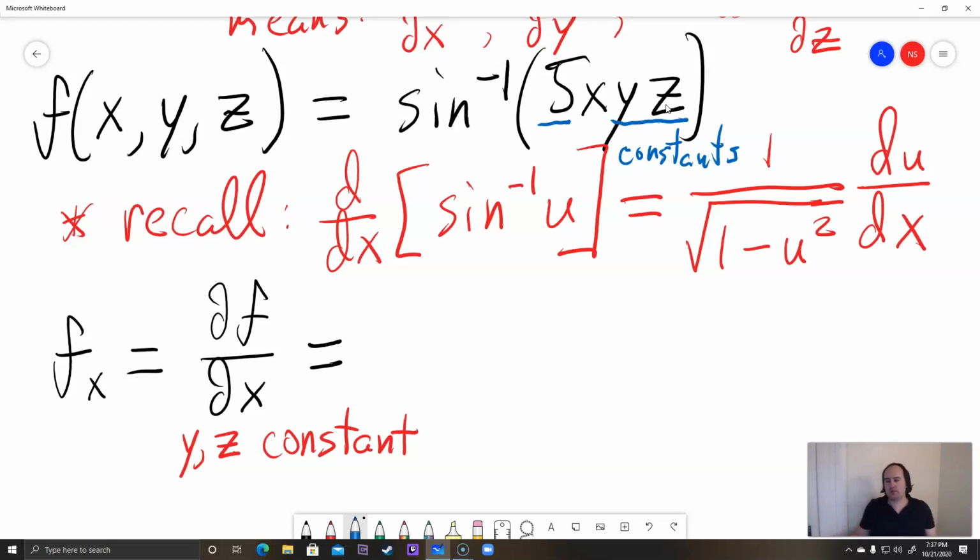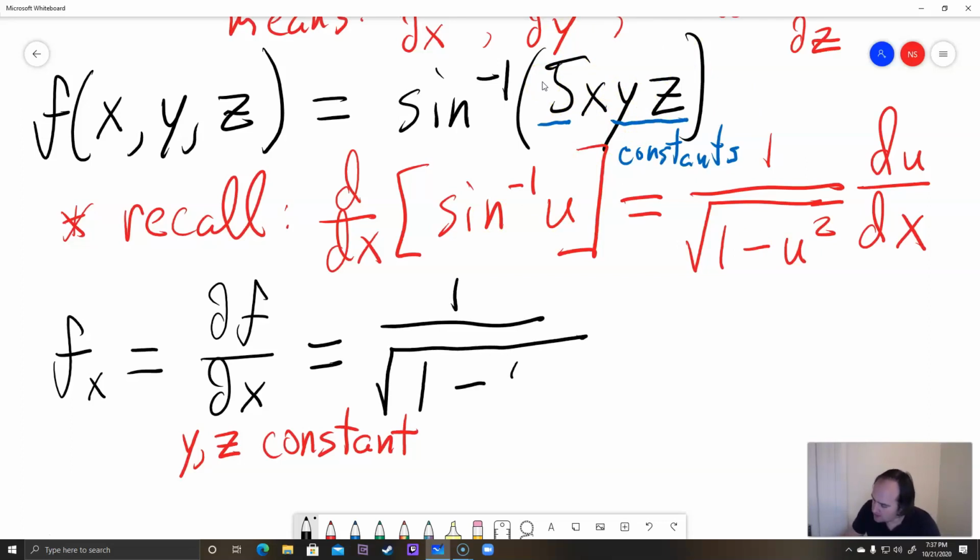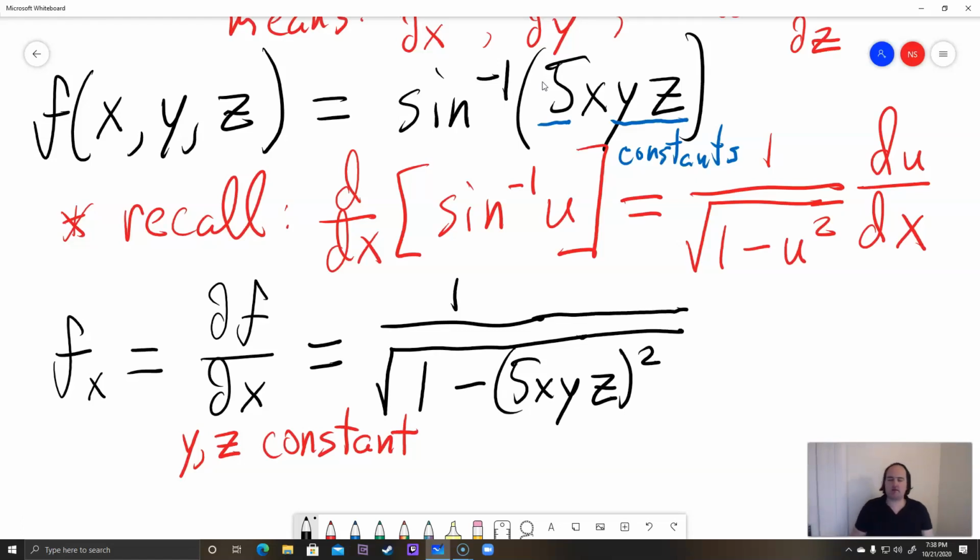So we're going to be using the chain rule. And remember, the chain rule says you take the derivative of the outer function, inner left alone, and then multiply that times the derivative of the inner function. Here, the derivative of the outer function, sine inverse, is 1 over the square root of 1 minus u squared. Here u is 5xyz, so we have 1 over the square root of 1 minus 5xyz squared. That's just using the formula for the derivative of sine inverse. And then times the derivative of 5xyz, that's the chain rule, times partial u partial x.